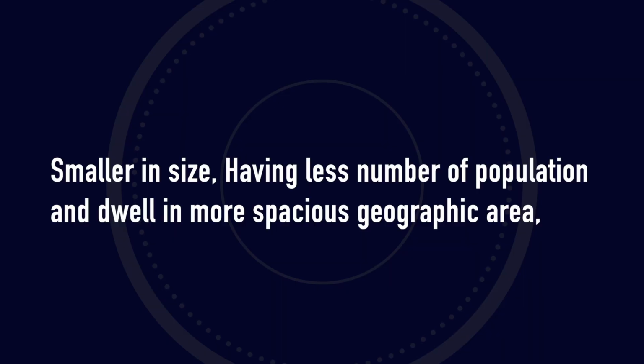By examining the features of rural community, it can be said that rural communities are smaller in size, having a smaller population and dwelling in a more spacious geographic area. Thus, density is also low. Rural community by and large engages in agriculture and its allied occupations. Rural people tend to live in joint families and indulge in primary and intimate social relationships in their everyday life. Thereby, social solidarity is more among them.